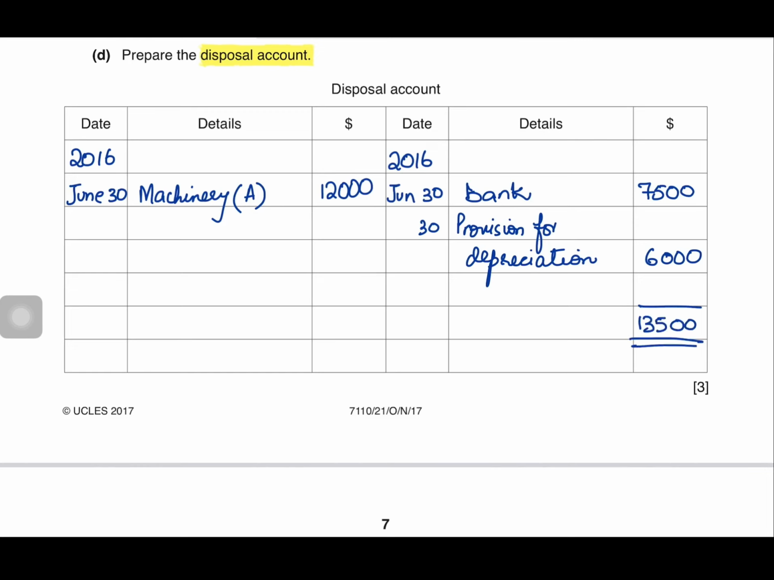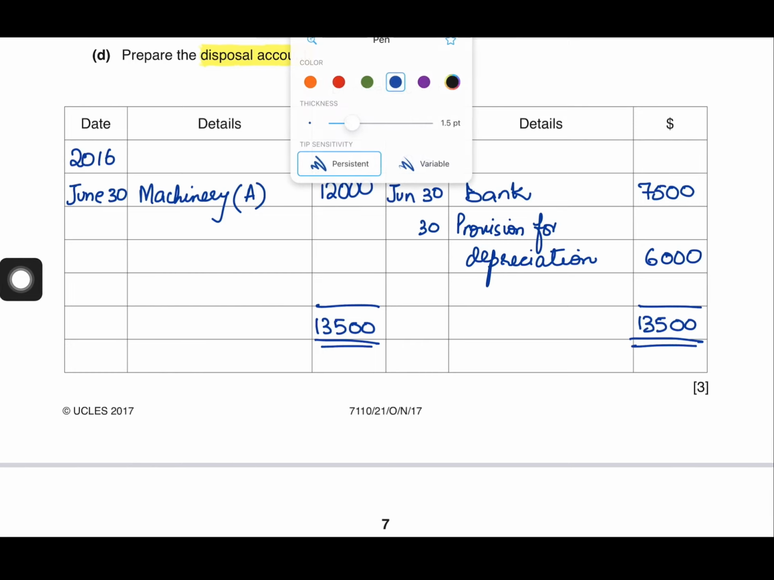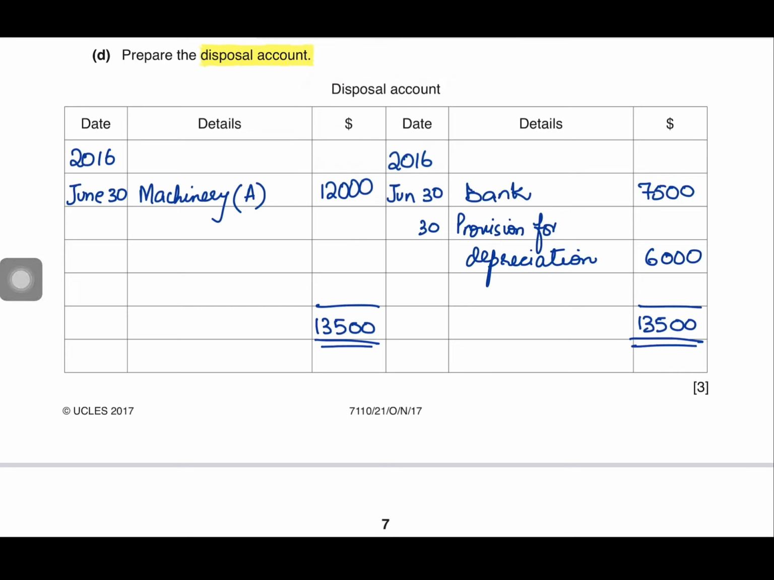So this means that this is the heavier side, and this also means that where will our balancing figure fall? On the debit side. So if there is a shortfall on the debit side, what does this represent? It represents that there is a profit on disposal, right? So what will go in the income statement as a gain on disposal? That would be our difference, and that is $13,500 less $12,000. $1,500 of profit is being earned on the disposal of machinery A.